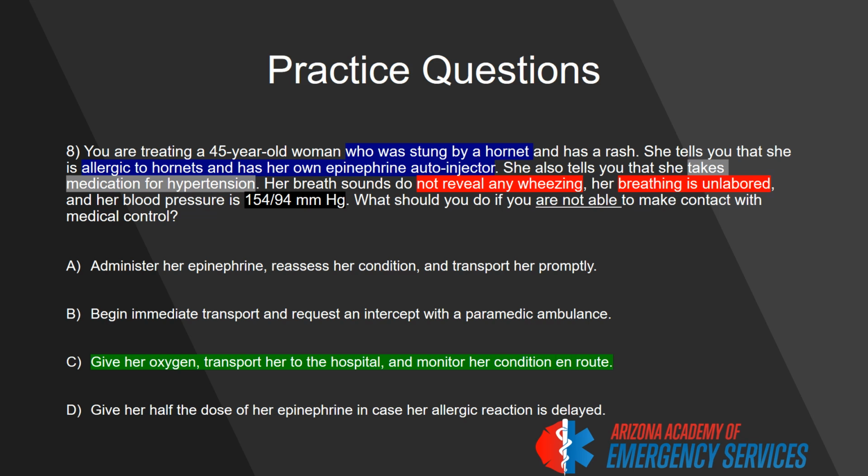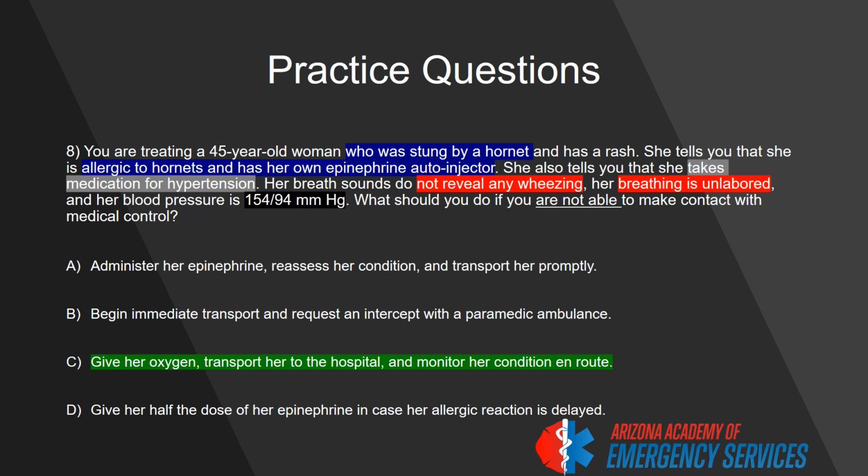We want to give her oxygen, transport her as quickly as possible to the hospital, and closely monitor her en route. We're not saying that this patient's condition isn't going to change. She could very well start to slip into anaphylaxis while we're transporting, so we want to keep a close eye on her. But we are not going to administer epinephrine in this case because her condition does not warrant it.